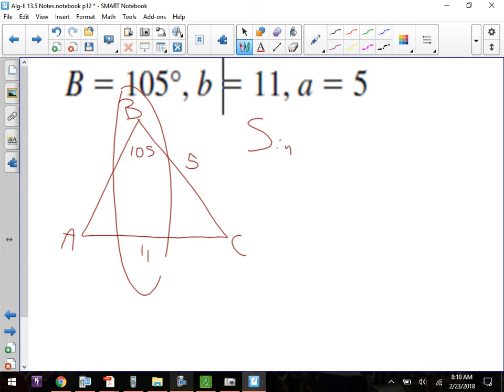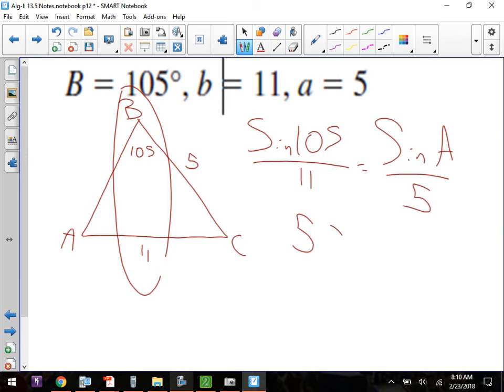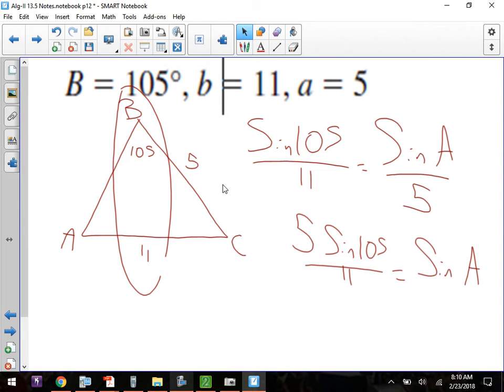So let's see, sine 105 is to 11 as the sine of A is to 5. Everybody okay knowing that you have to multiply by 5 to get rid of that, move it over? So here's what happens. You have 5 times the sine of 105 divided by 11 equals the sine of A. How do we get A by itself again? What buttons are we going to have to press? The inverse, yeah, the sine negative 1.